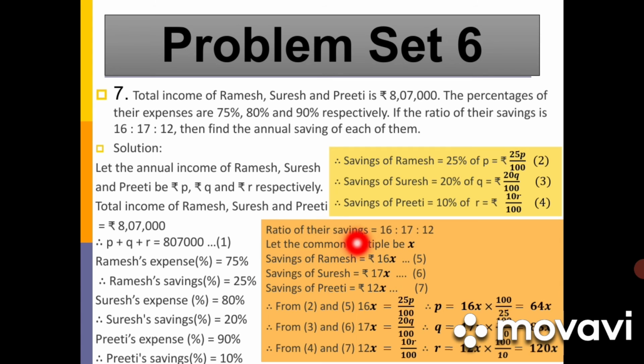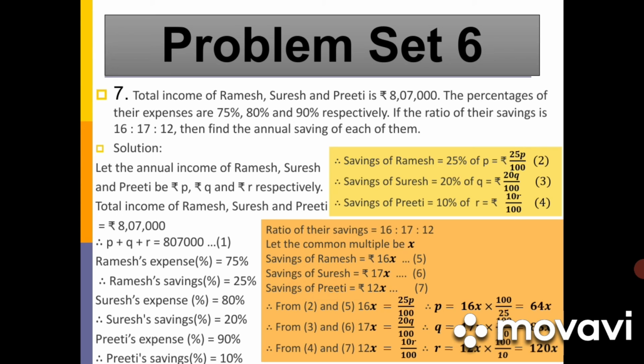Let the common multiple be x. Therefore, savings of Ramesh is equal to rupees 16x. Let this be 5. Savings of Suresh is equal to rupees 17x. Let this be 6. And savings of Preeti is equal to rupees 12x. Let this be 7.